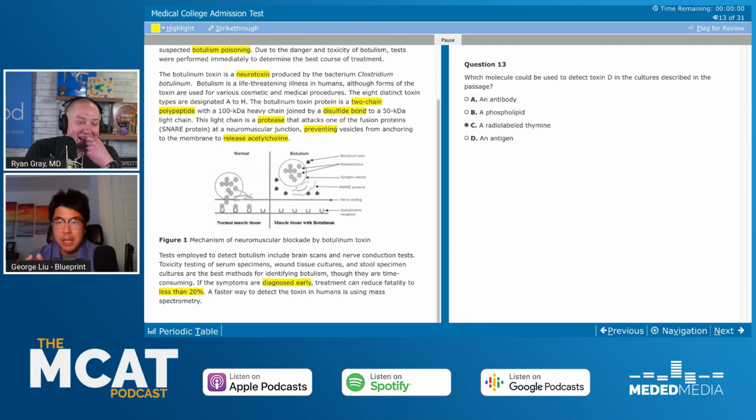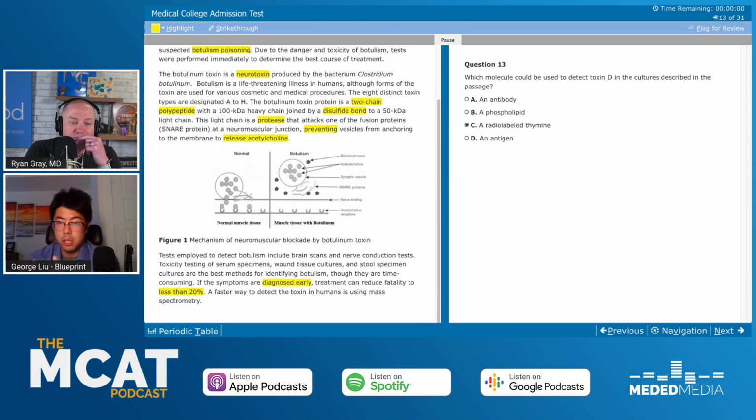So if we break through this, let's consider toxin D, like you mentioned. We didn't see any specifics about toxin D, but it is one of the 8 distinct types of toxins. And we know that ultimately this is a protein. So we're working with some sort of unique protein here. If we paraphrase it, what can we use to detect some sort of unique protein?